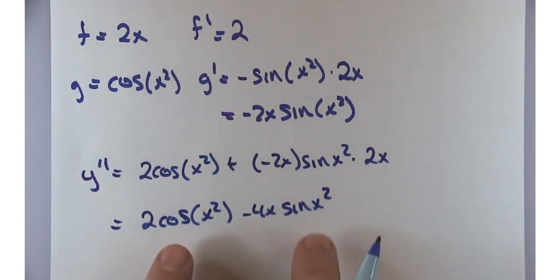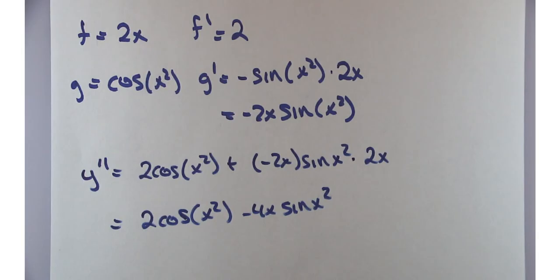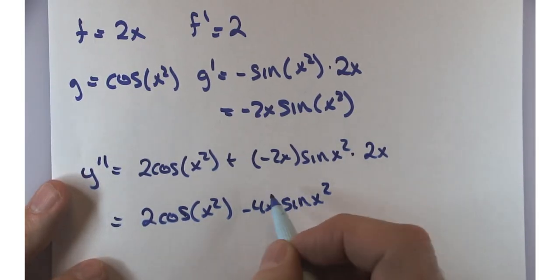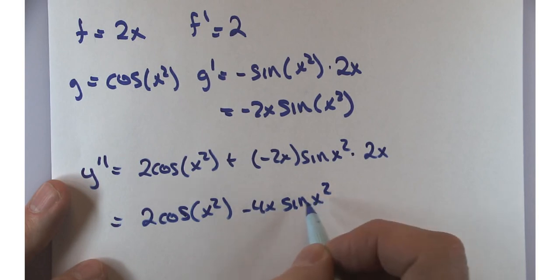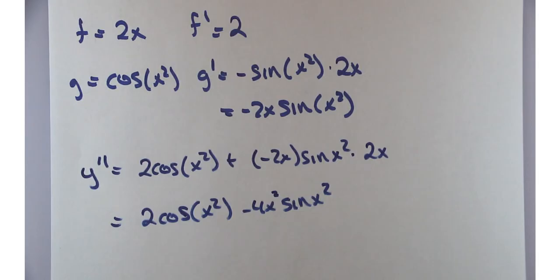There's not much cleaning up that we can do here. You could factor out a 2 if you wanted to. I don't really care. Where's an x squared here? Negative 4. Oh yeah, x times x would be an x squared. Thank you. Yep. Nice. So that's f double prime.